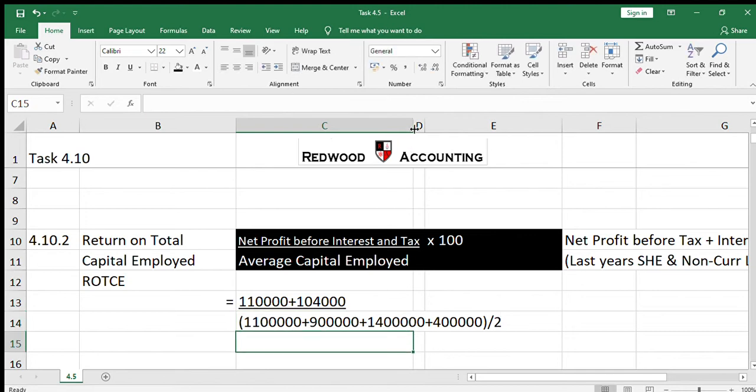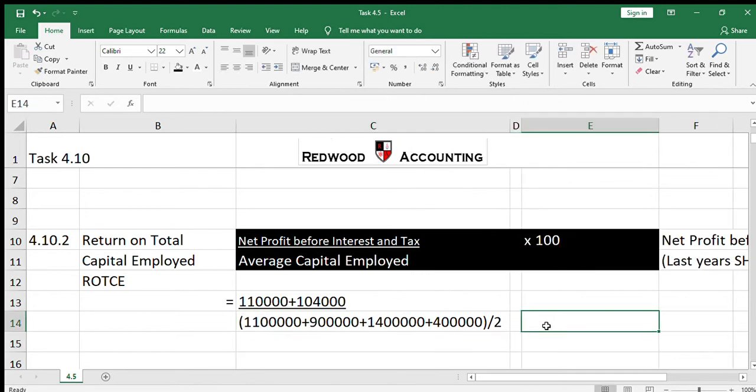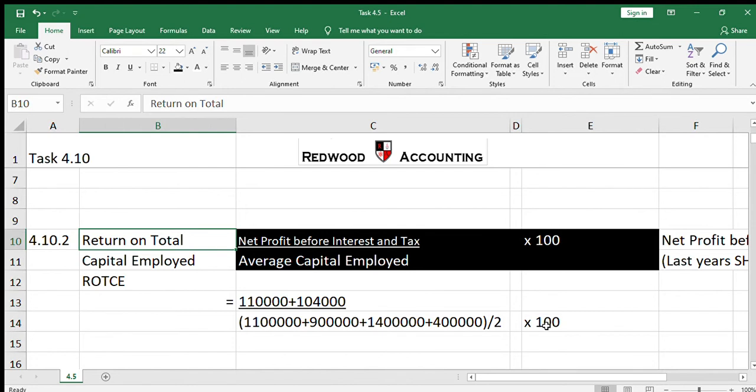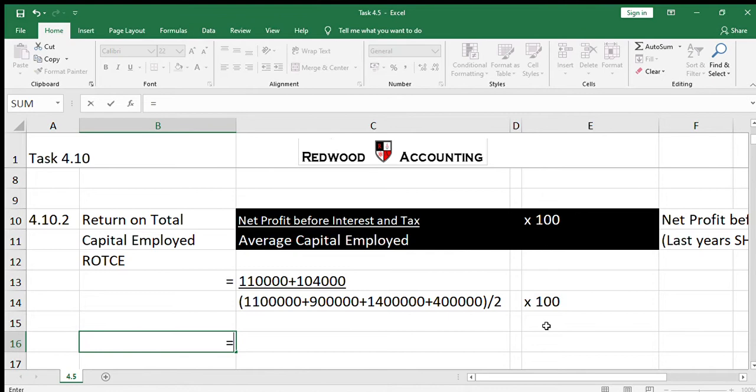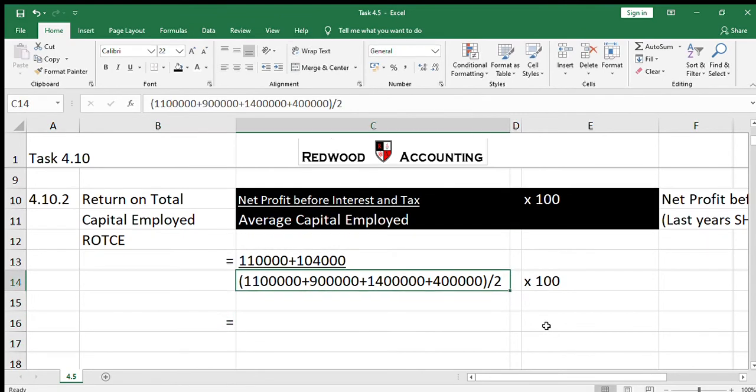When you are done with this answer, you're going to multiply it by 100 because it needs to be a percentage. The reason we know it needs to be a percentage is because it's called return on something. Whenever you see the word return in a formula in accounting, please know that your final answer must be a percentage. Let's just calculate this.